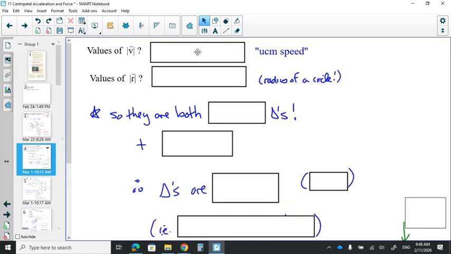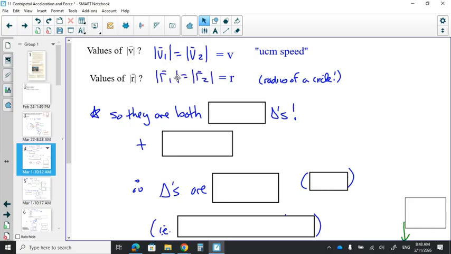And so when we look at the absolute value, the size of the velocity, well, we're at uniform speed, right? Uniform circular motion. And so the speed is what we're talking about. So whether you're talking about V1 or V2, it's the same size all the time. So the absolute values, the magnitudes of them, are the same. And of course, the radius vectors are the same as well. They're just going to be the radius. So if we have an absolute value of R1 or V1 or R2 or whatever, we can just simplify them as being a V and an R, right?